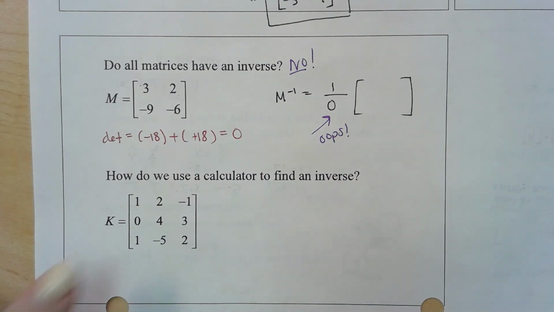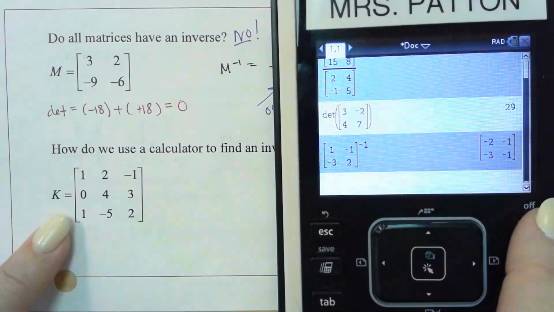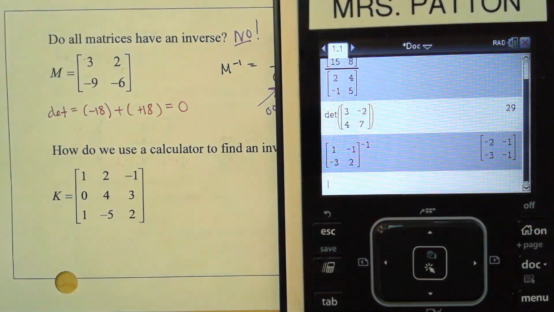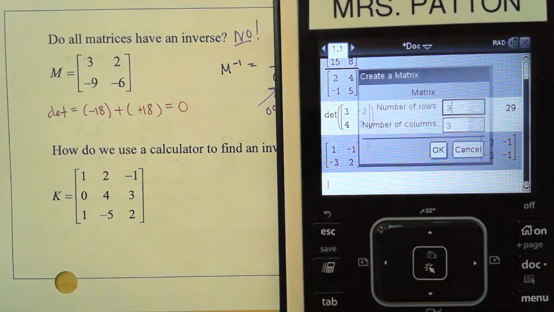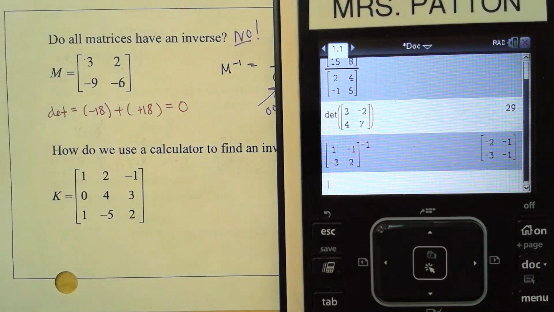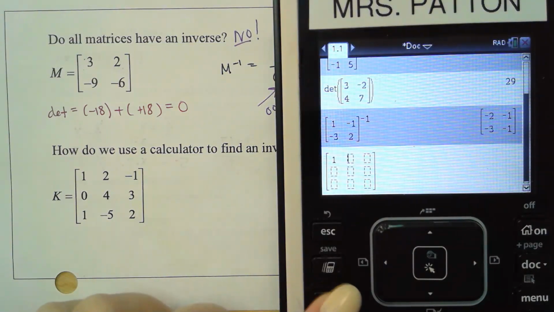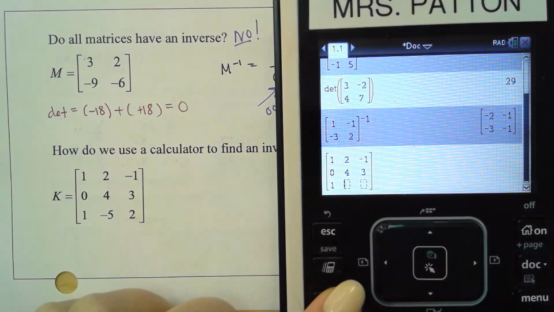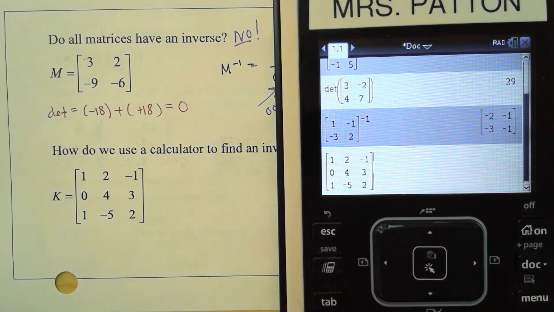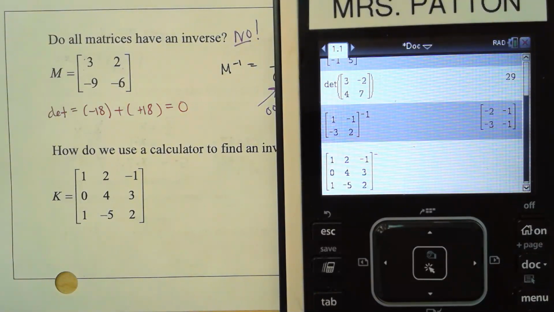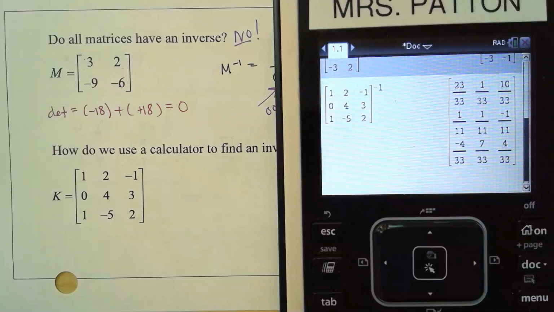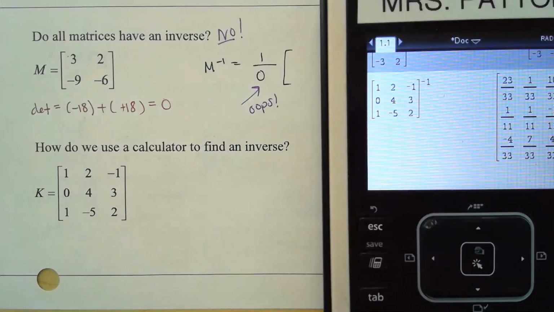Okay, now listen, we already did this. I got ahead of myself. That's okay. Let's talk about a 3 by 3. Let's go find the inverse of a 3 by 3. So I'm going to get it all typed in. 1, 2, -1, 0, 4, 3, 1, -5, 2. And I'm going to raise it to the negative first. Oh, it's not so pretty looking, but it's the inverse, right? Oh, look at all those fractions. Not great, but we could go write that down, okay?